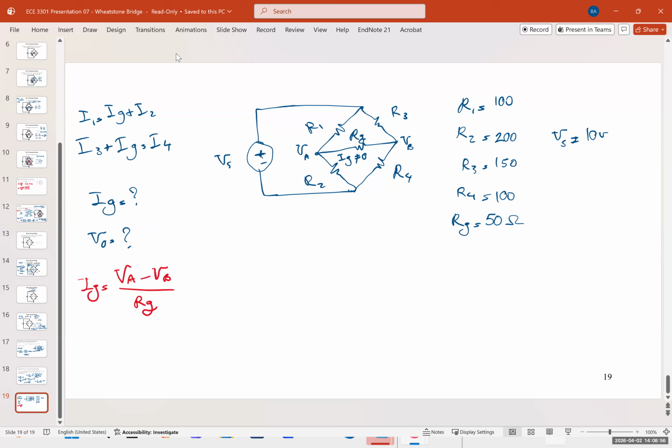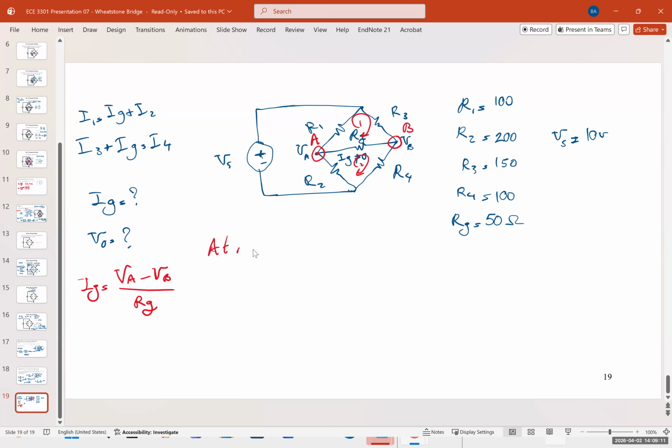Okay. So there are two ways to solve this. One is to use KVL in each loop. The other one, that I prefer, is to use KCL in each node. So we have two nodes, node A and B.